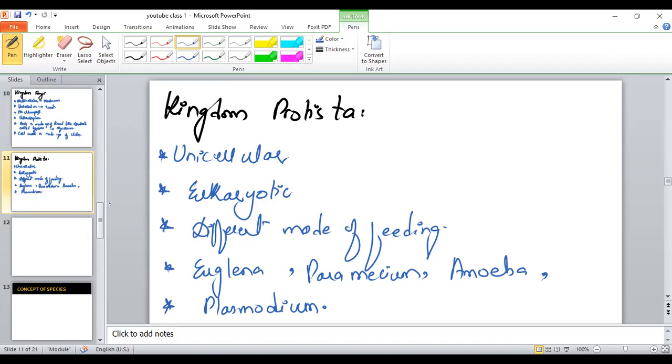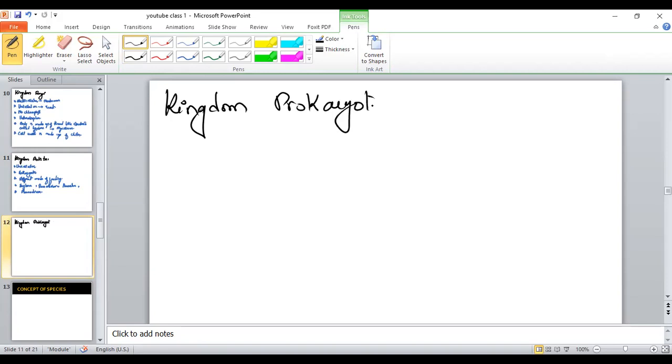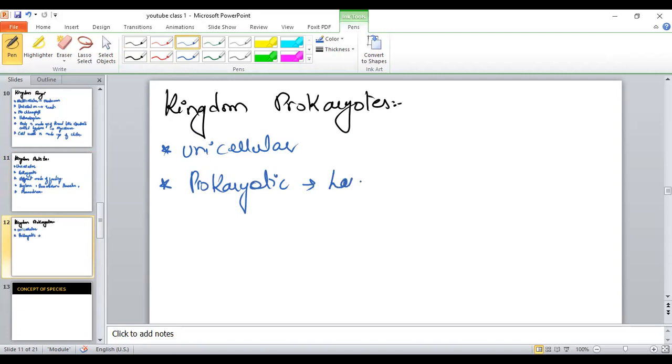Then in the last, we have to discuss kingdom Prokaryotes. So kingdom Prokaryotes has bacteria, only bacteria. Like they have no proper nucleus. They don't have a nuclear membrane. Again, they are unicellular and they are prokaryotic in nature. They have a false nucleus.